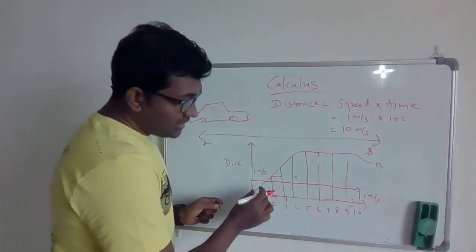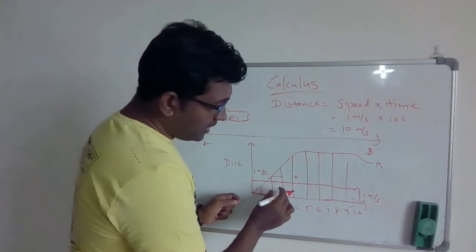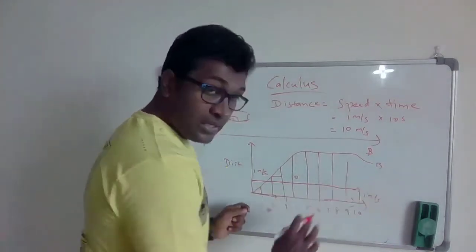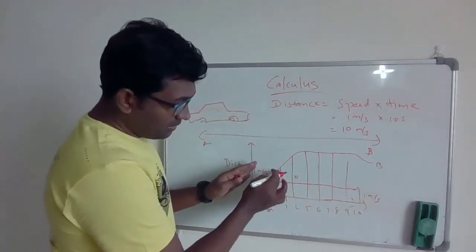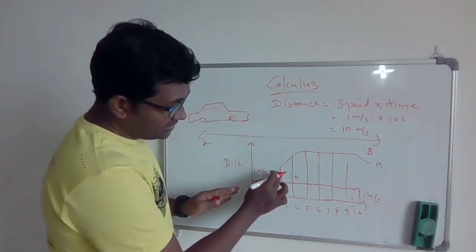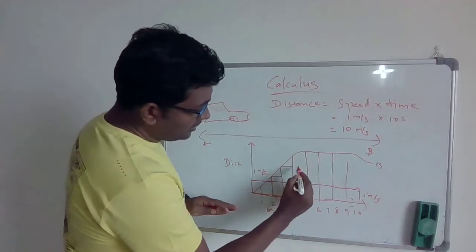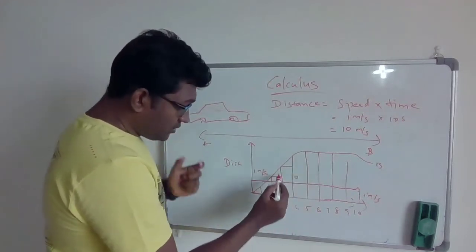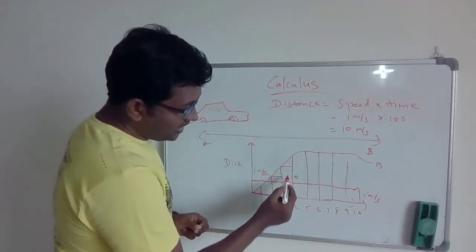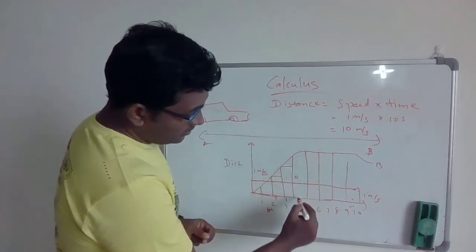So you can still add all these rectangles, even though it's not perfectly forming a rectangle. There is a triangle as well here. So here, this is a rectangle plus a triangle. What you can do is break it into two areas: the area of this triangle and the area of this rectangle, and here it is almost the area of a rectangle.